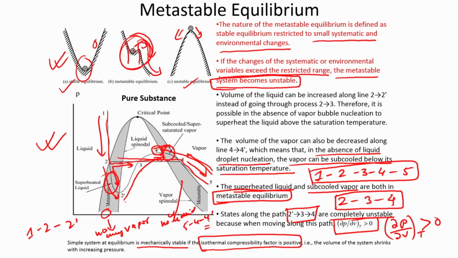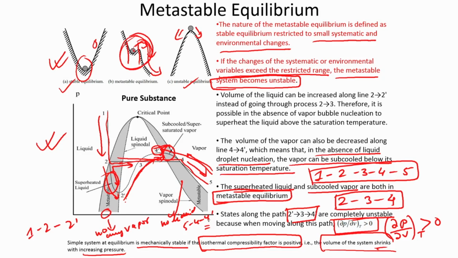So, we can clearly see that this path is completely unstable, because as you move along this path, you get the reverse: the volume of the system actually increases with increase in pressure. That is the problem that we have over here. It should actually shrink with increasing pressure. However, 2 to 2 prime is possible, 4 to 4 prime is possible.